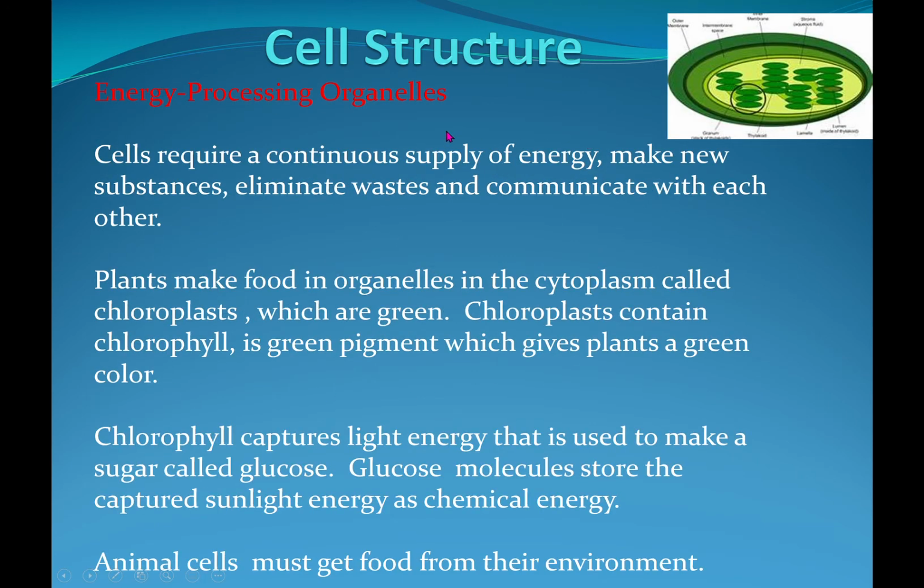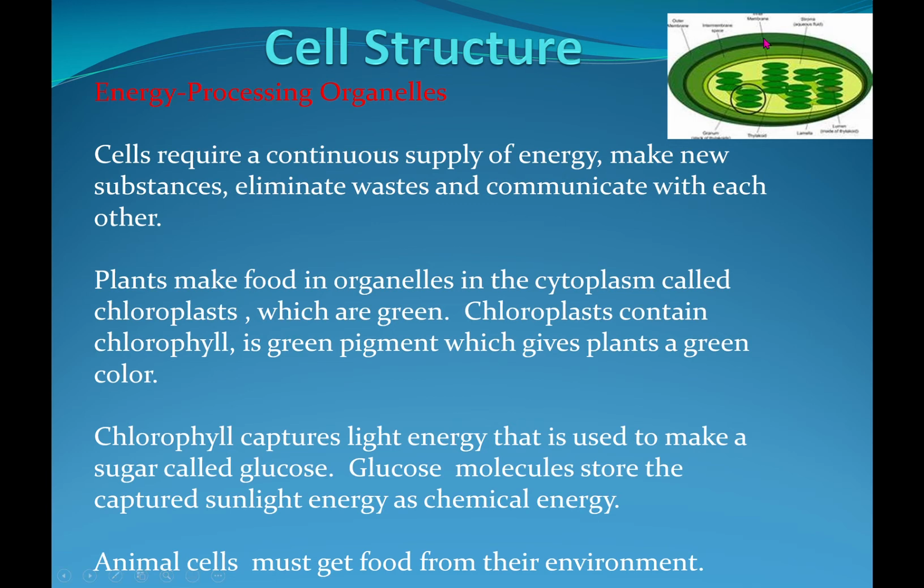Okay, now we're going to get to the structures. Energy processing organelles. Cells require a continuous supply of energy to eliminate waste, communicate, and do all the things that they do. Plants make food in organelles in their cytoplasm called chloroplasts, which are green. But they're green because they contain chlorophyll, and chlorophyll is a green pigment which makes the plants green.